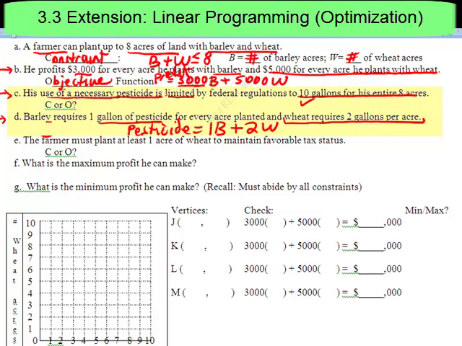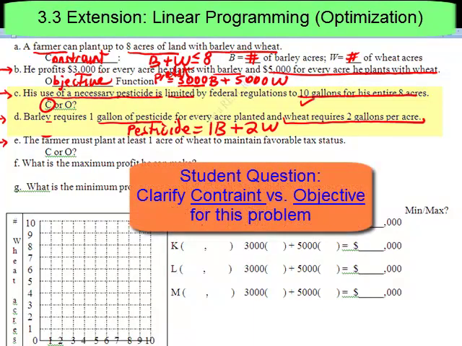Is the necessary pesticide limited to 10 gallons? Is that a constraint or an objective? Constraint, yes. Good question. His use of pesticide is limited. It's a constraint. He can't use as much as he wants. Our objective for this whole problem is to maximize profit.